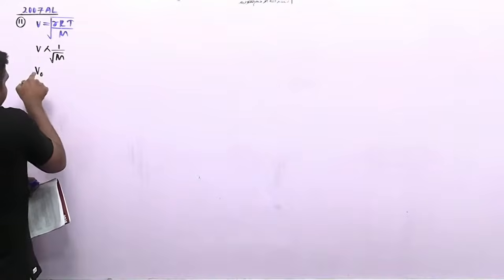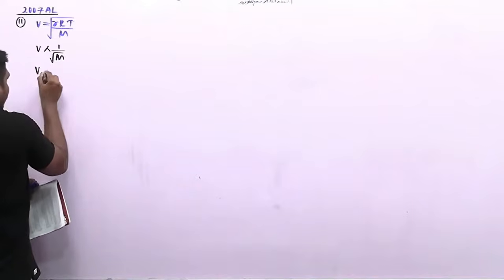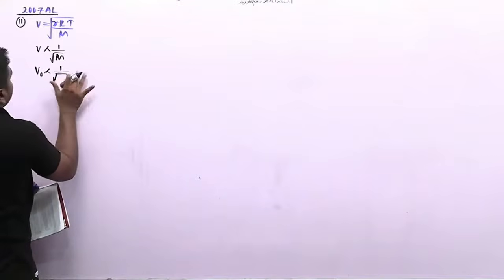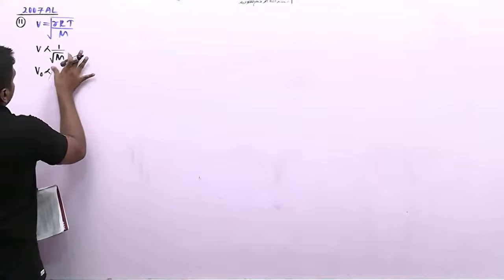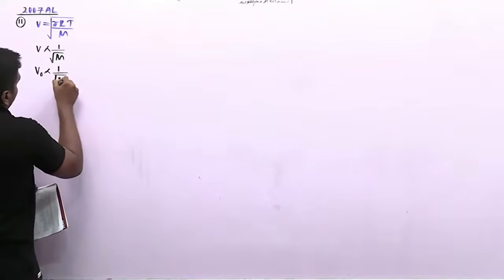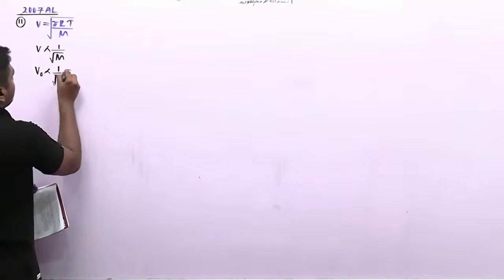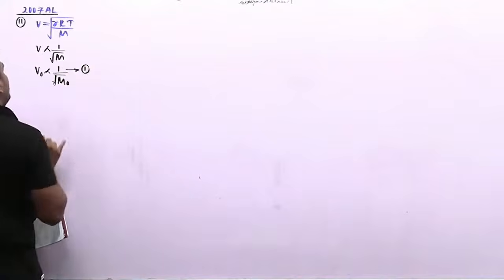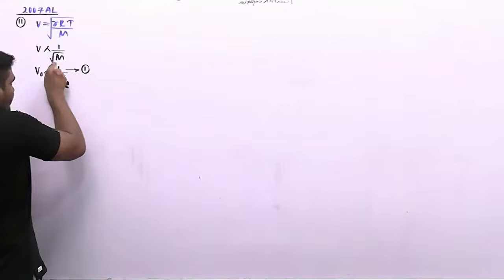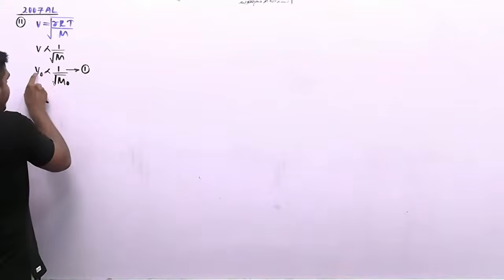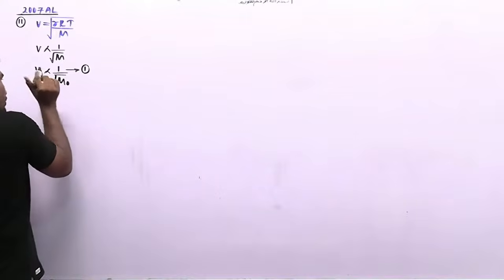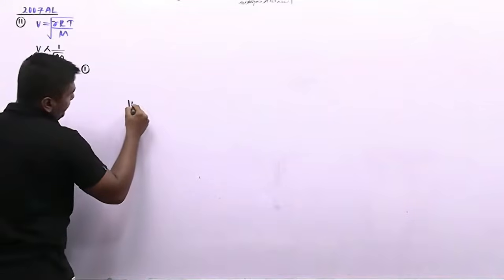Velocity of sound in oxygen is proportional to 1 over root molar mass of oxygen. But don't write this equation when you're doing the MCQ. Only write down that velocity is proportional to 1 over root molar mass. Not even this one. You should write down only this one.